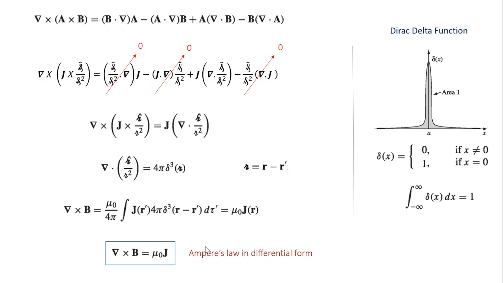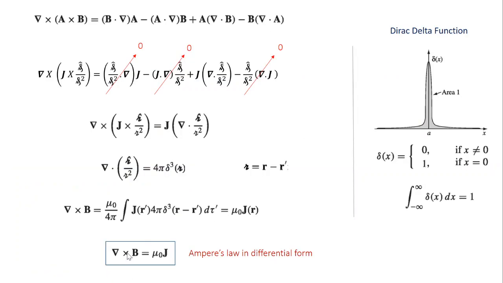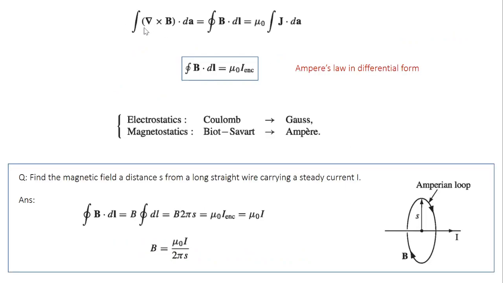Let's quickly calculate what is the integral form of this equation. Since I have this equation, what I can do is I can do the surface integral on either side. So surface integral of curl of B equal to surface integral of mu naught j. This is what I have written here.